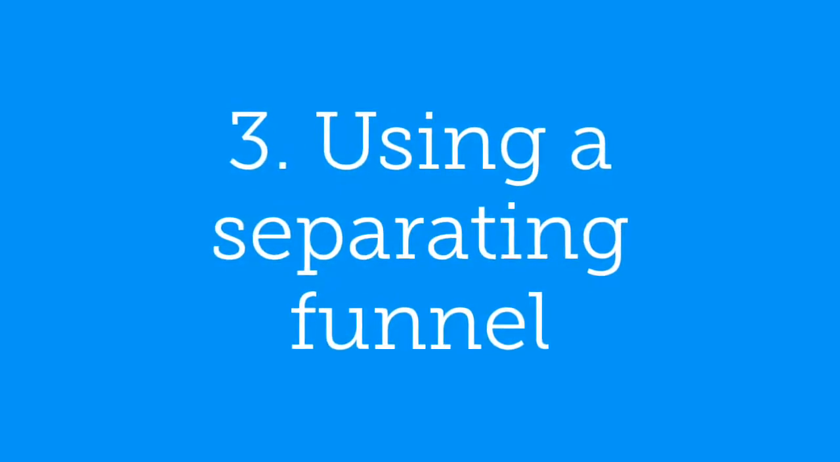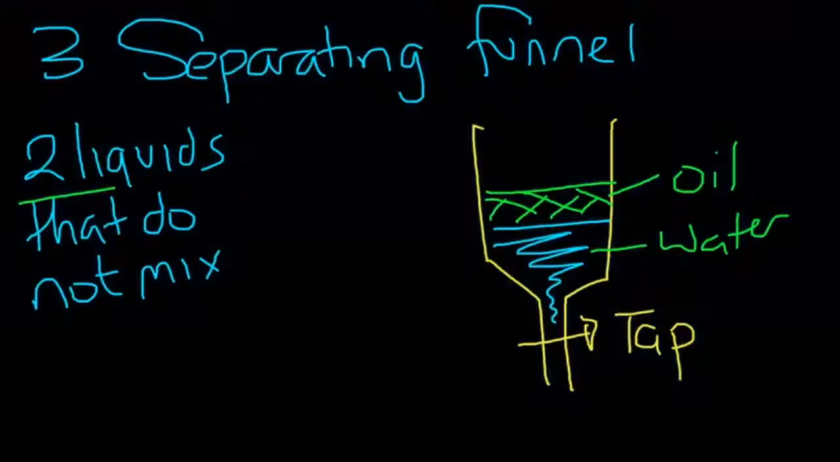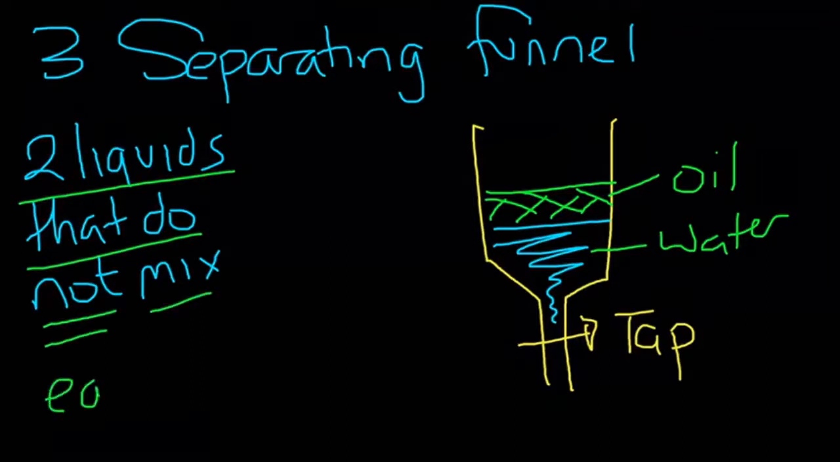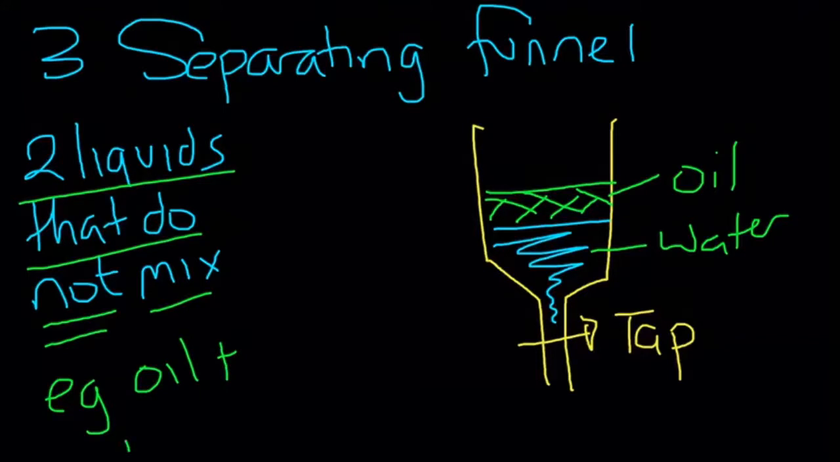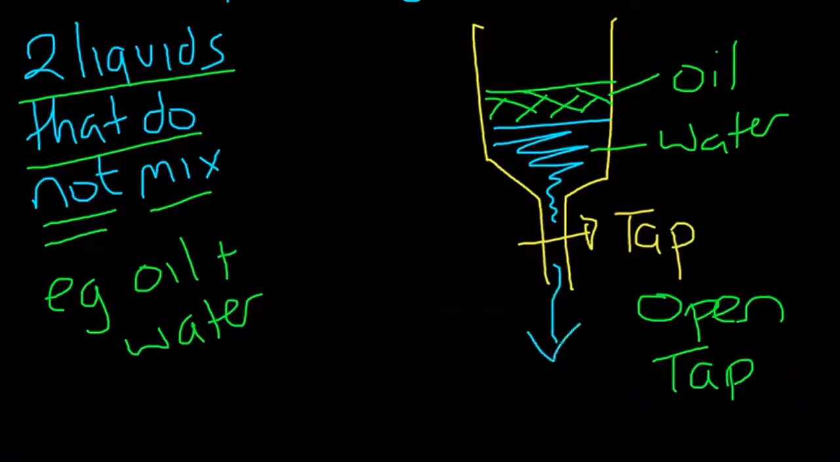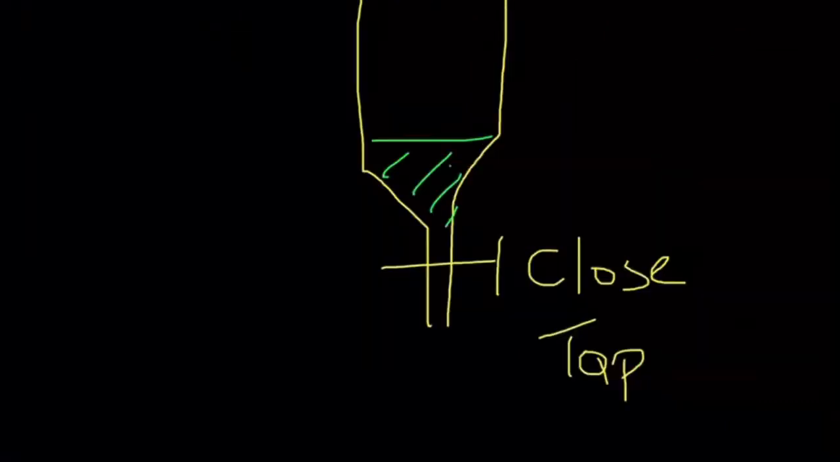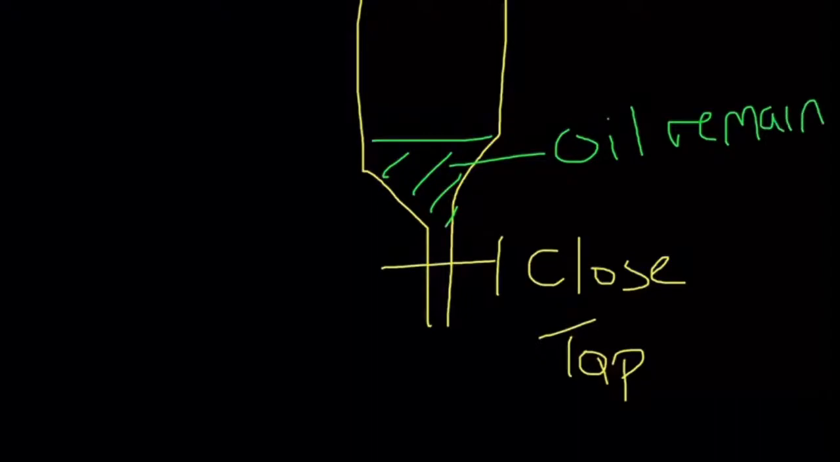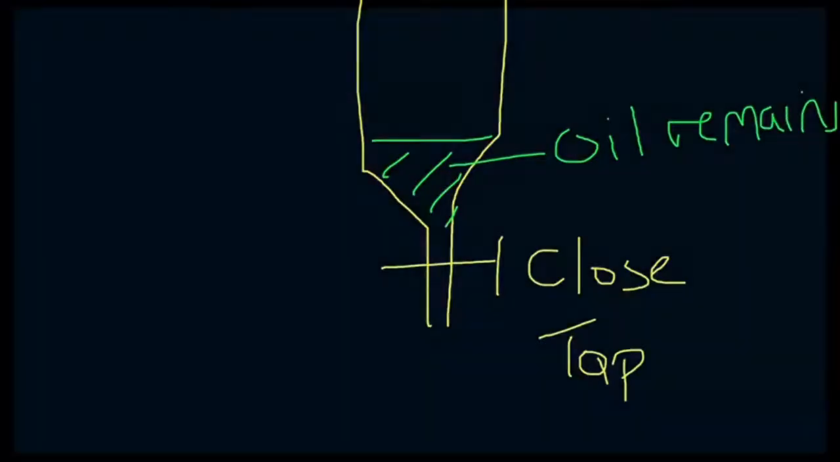Number 3, using a separating funnel. A separating funnel is used to separate two liquids that do not mix together. So for example, oil and water. So you would place them inside the separating funnel. The tap is then opened and the water will pass through the tap. When all the water has passed through, you close the tap and the oil remains in the separating funnel.